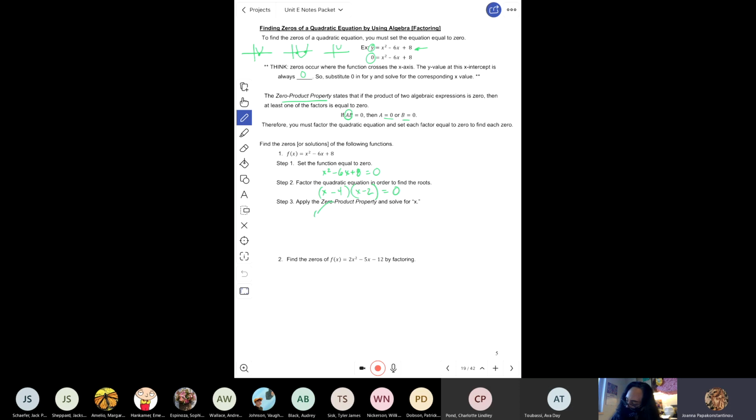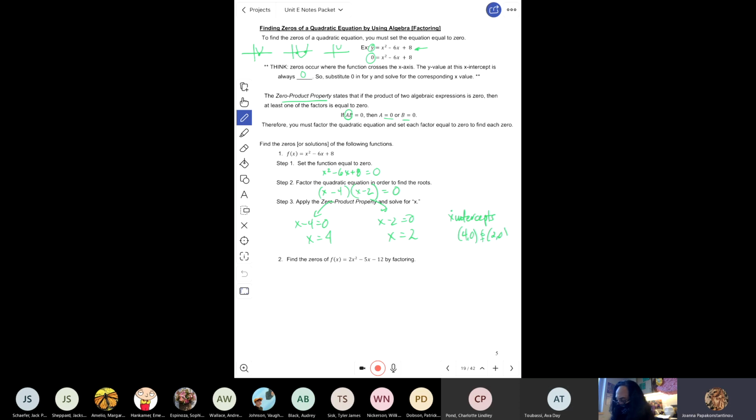Now, the zero product property says that I can set each of these little factors equal to 0. So x is going to equal 4, or x could equal 2. So that is saying when x is 2 and x is 4, then I have found the roots, the x values of the x-intercepts. So your corresponding x-intercepts where this graph of this parabola crossed the x-axis are at (4, 0) and (2, 0).